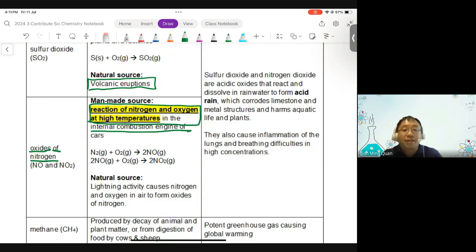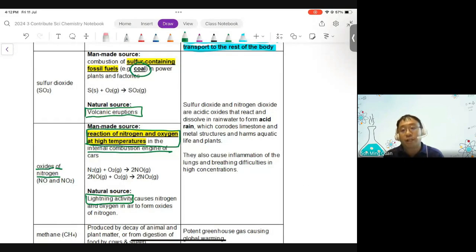However, there is also a natural source that produces oxides of nitrogen, and that's lightning activity. So instead of just high temperature, lightning, which provides the electrical current, provides energy for nitrogen and oxygen to react in the air. Okay, so you need to learn the sources, both man-made and the natural sources that produce SO2 and the oxides of nitrogen. But the good thing is both sulfur dioxide and the oxides of nitrogen, they are actually common in the effects they have.